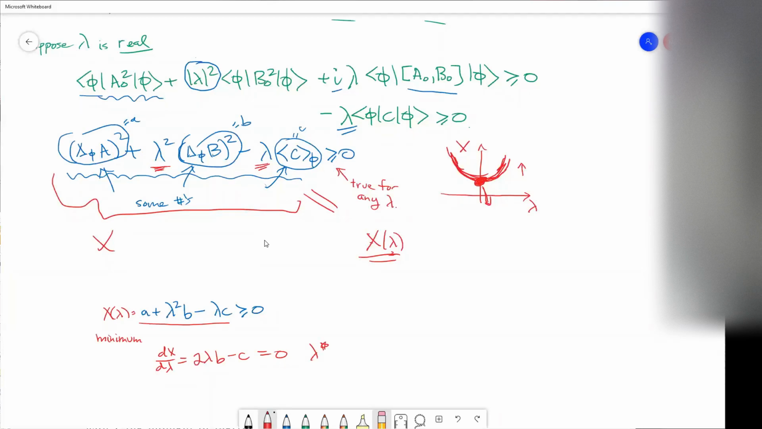So lambda star, the value of the minimum, has to be c divided by 2b. And now you can evaluate your x at the minimum, c over 2b. And what do you get? Well, you get a plus c over 2b squared times b, right?